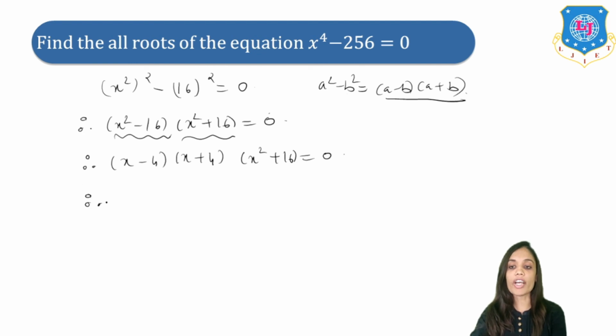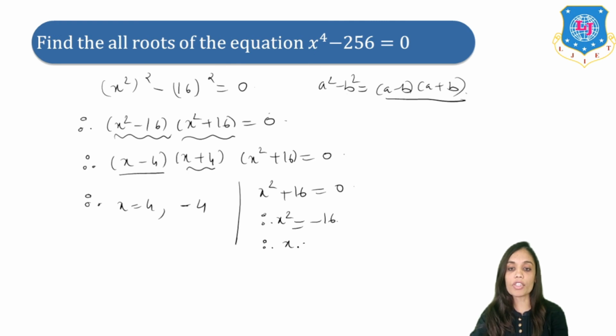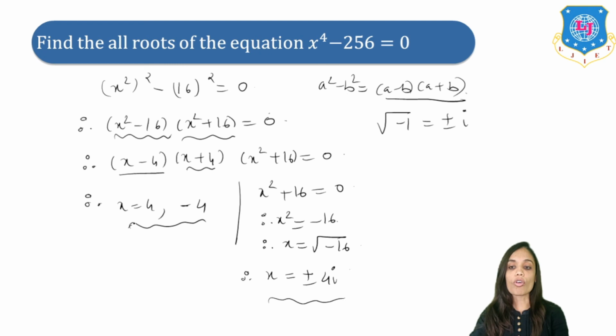So now let us find the values of x. From this, the value of x will be 4. From this, the value of x will be minus 4. And if I take x square plus 16 as 0, I will get x square as minus 16. So the value of x will be what? Square root of minus 16. But we know the square root of minus 1 is what? Plus or minus i. So from this we will get our value of x as plus or minus 4i. So in all we have a total of 4 values of x.